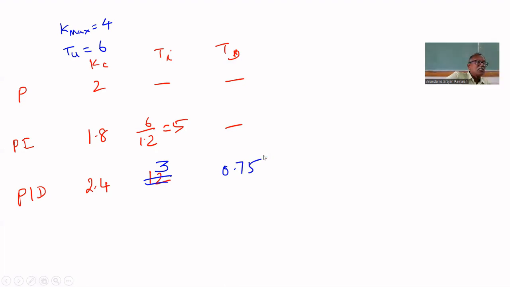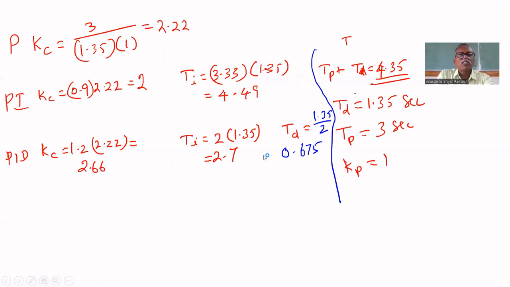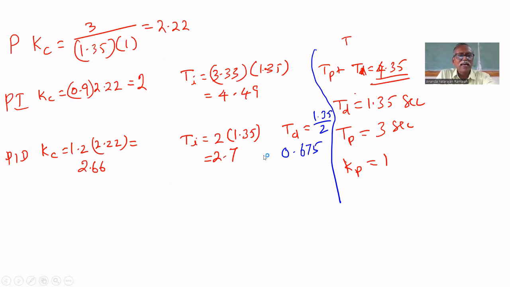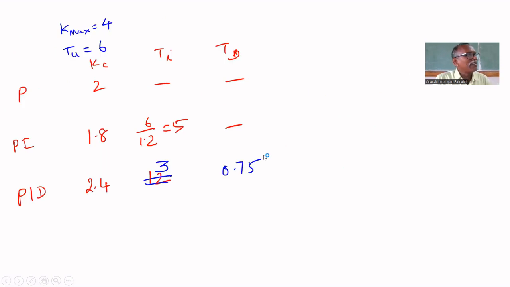This is the best tuning parameter using Ziegler-Nichols. Why? From the reaction curve, we approximated TD and TP, so this is not an exact value. But here, by simulation, we got the exact sustained oscillation. That's why by the Ziegler-Nichols method, it must be 1.2. But with the reaction curve method, how much did you get? 2.2. 2.22 multiplied by 0.9 is 2. But here, what did you get? 1.8 only. You get only a nearby value in the reaction curve method.